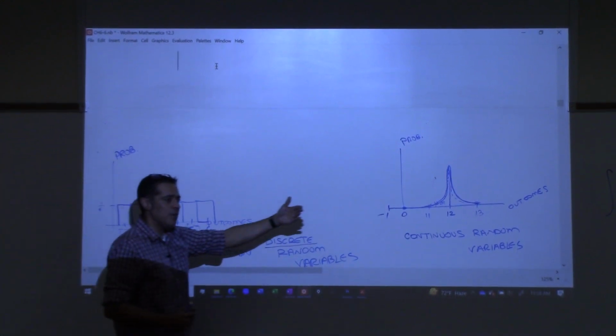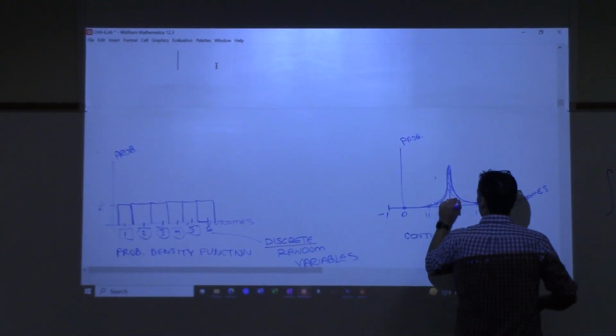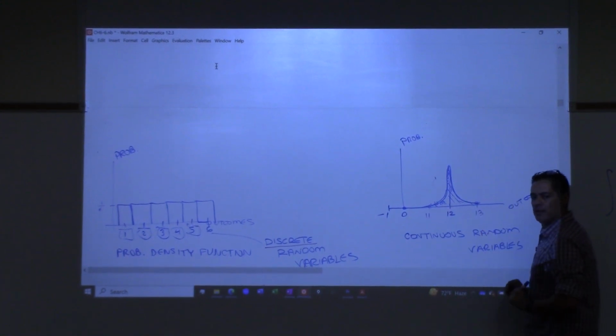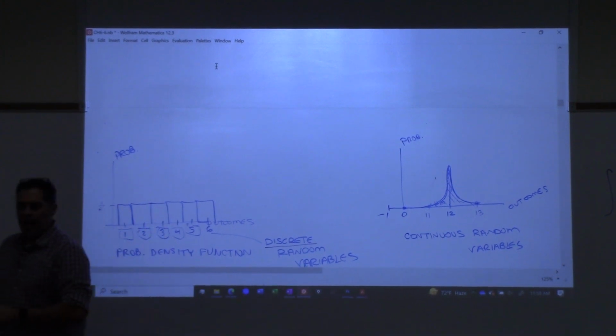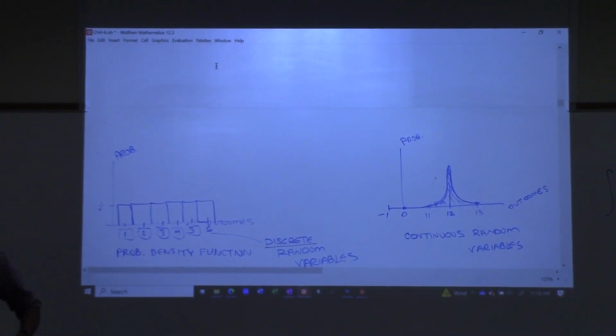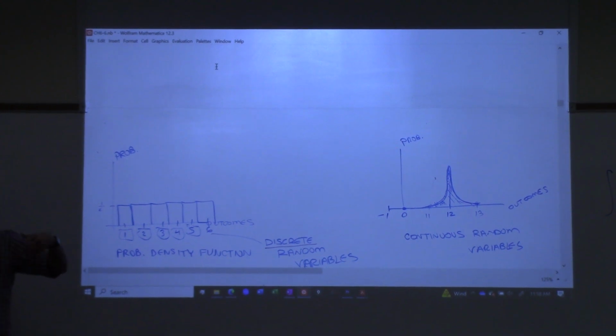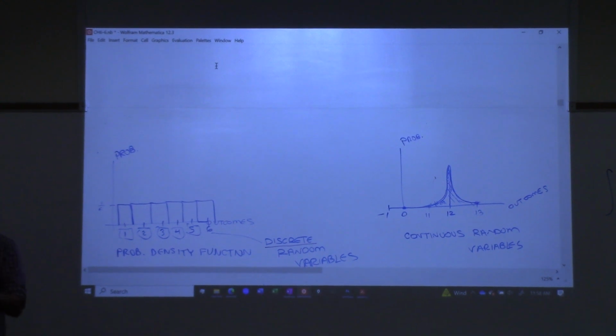And for a continuous random variable, we want the area under this function to be what? 1. Right? So that is the property of a probability density function: if you graph the probability density function and you look at the total area underneath it, it needs to be 1 to be considered a probability density function.